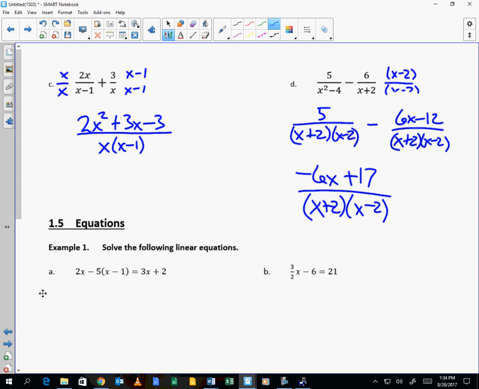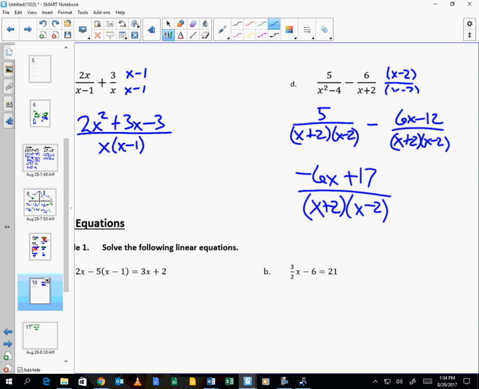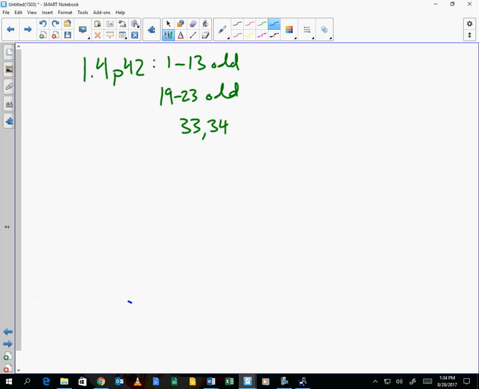There you go. All right, so nice quick lesson today. You have enough time in class to probably get your assignment done. A lot of students in other classes did. 1 through 13 odd, and then those odd, and then 33 and 34. I believe that your assignment, again, that the book pages are online if you'd like to see those there.